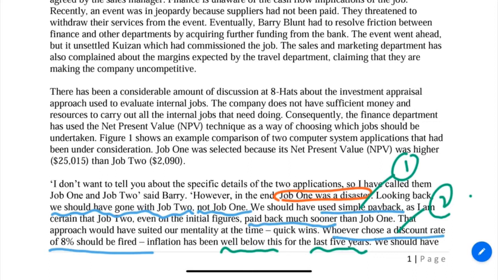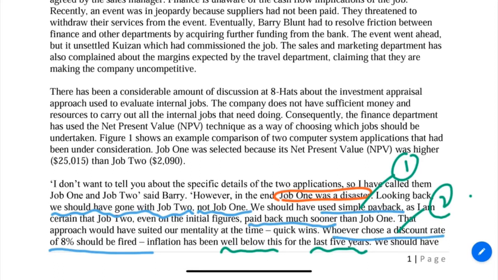And for those of you who are very good with finance, recall what I mentioned before when I covered NPV. If you want to get a better NPV, should your discount rate be higher or lower? If you want a better NPV, your discount rate should be lower. So in this case, if we really follow Barry's suggestion to change to 3 to 4%, your NPV for job 1 will be even better.